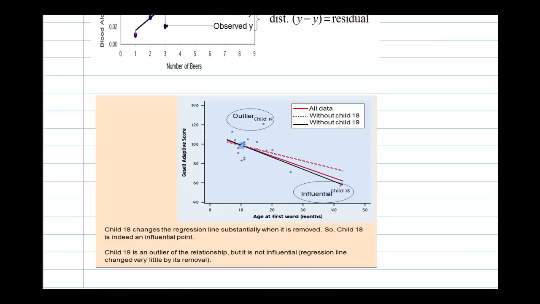Now notice all of these lines go through the point x bar, y bar, and that's a guarantee for every single regression equation. So again, the outlier doesn't really change the line substantially. I mean, it does change a little bit, but it's not all that substantial. So child 18 down here, the influential point really changes that regression equation. So it is a very influential point.